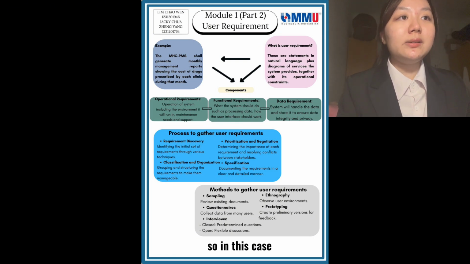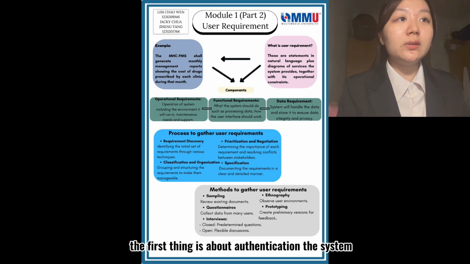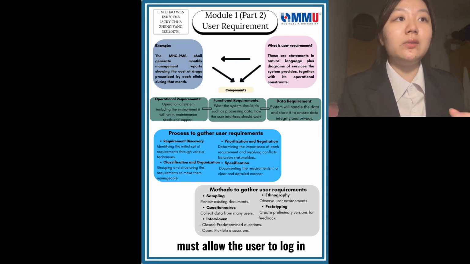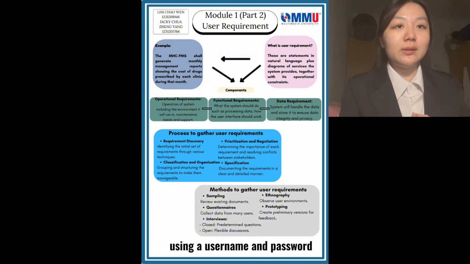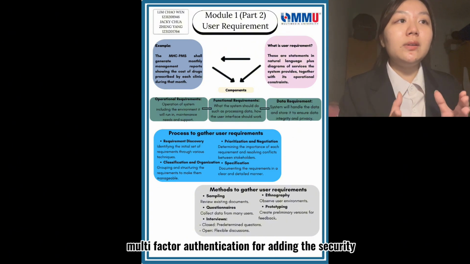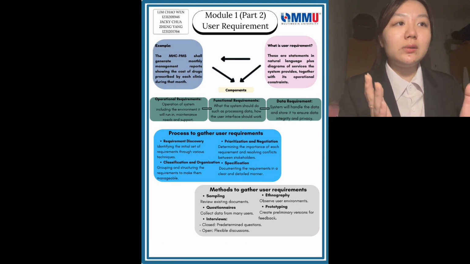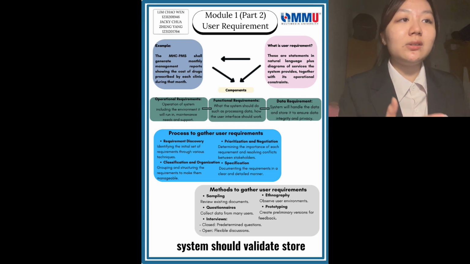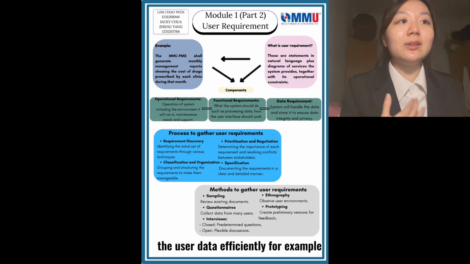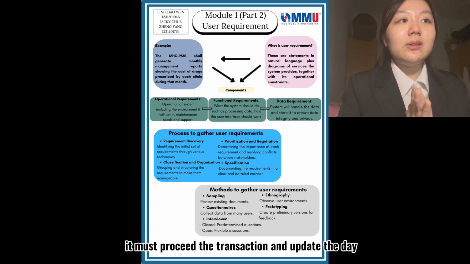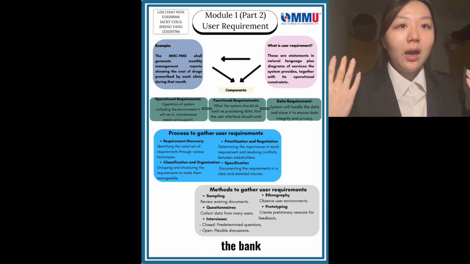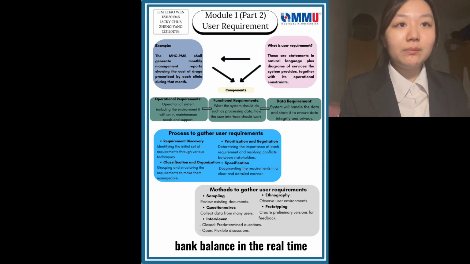In this case, the first thing is authentication. The system must allow the user to log in using a username and a password, and support multi-factor authentication for enhancing security. The next one is data processing. The system should validate, store, and retrieve user data efficiently. For example, a banking application must process transactions and update the bank balance in real time.